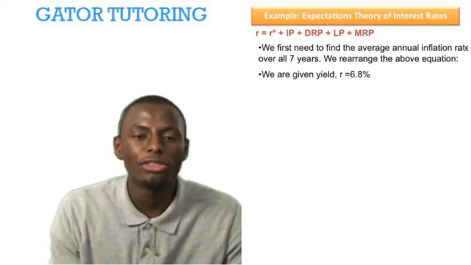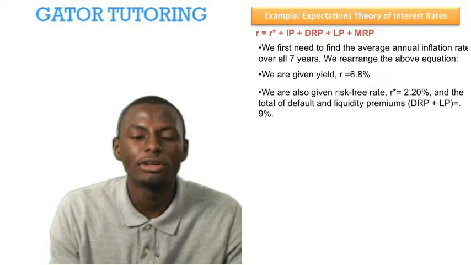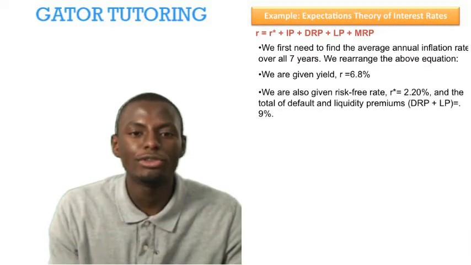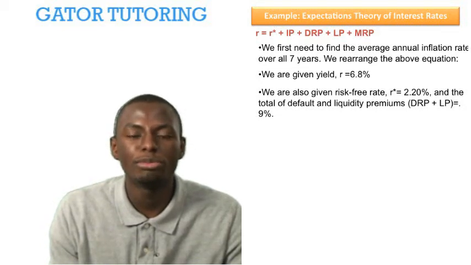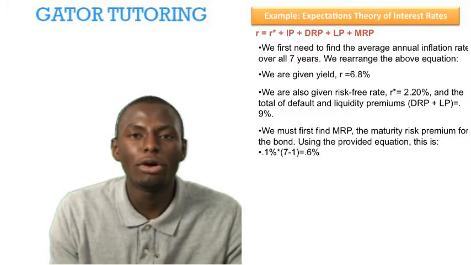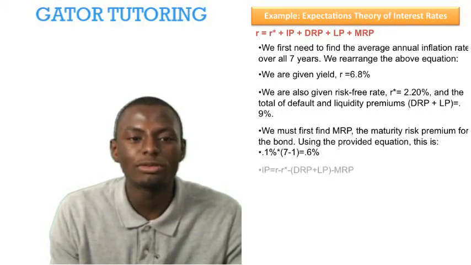So, we know R, the yield, is 6.8%. We know the risk-free rate, R star, is 2.2%, and the total of default and liquidity risk premiums, DRP plus LP, equals 0.9%. We must find MRP, the maturity risk premium, for the bond. Using the provided equation, this is 0.1% times t minus 1, where t is the time to maturity. So we have 0.1% times the quantity of 7 minus 1, which equals 0.6%.